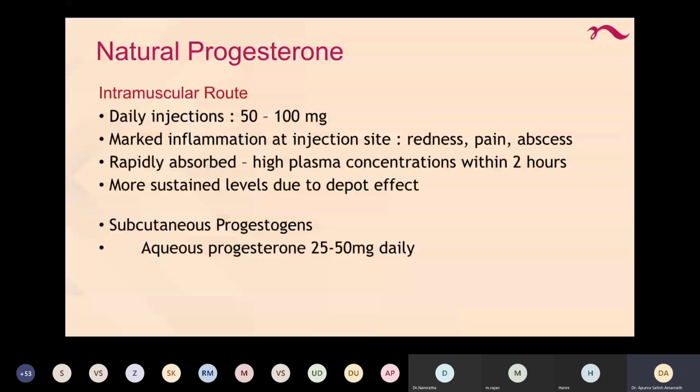So if the intramuscular route is being used, especially prior to embryo transfer, it needs to be given as a daily dose. In case you are combining IM progesterone with other progesterones, especially after embryo transfer, it can be given every 2 to 3 days, so that the depot effect does take care of the progesterone, especially when it's used in combination with others. Now, there are other preparations of injectable progesterones. Subcutaneous progesterone is produced. This is not oil-based, this is an aqueous progesterone. It can be used in the dose of 25 to 50 milligram daily. And this has significantly less pain compared to the intramuscular oil-based injection.